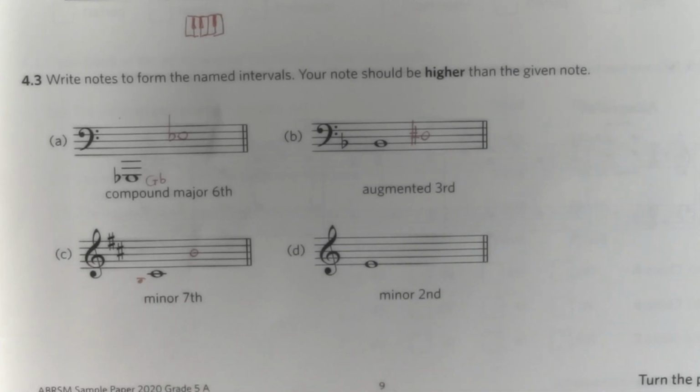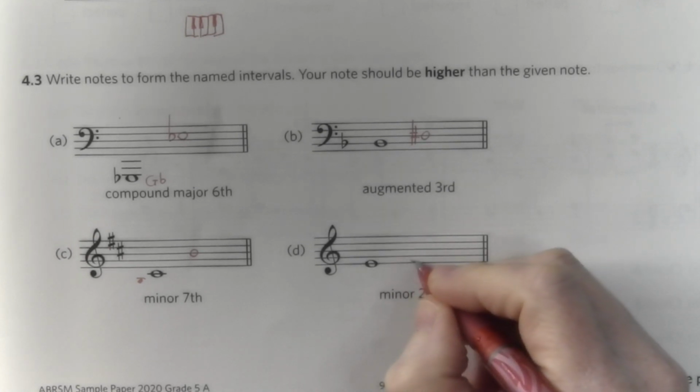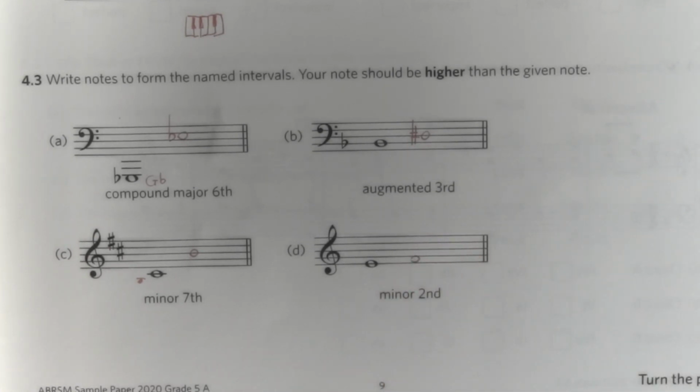A minor second from mi is fa, is 1 semitone. Easy peasy lemon squeezy. Done! I hope this was useful.